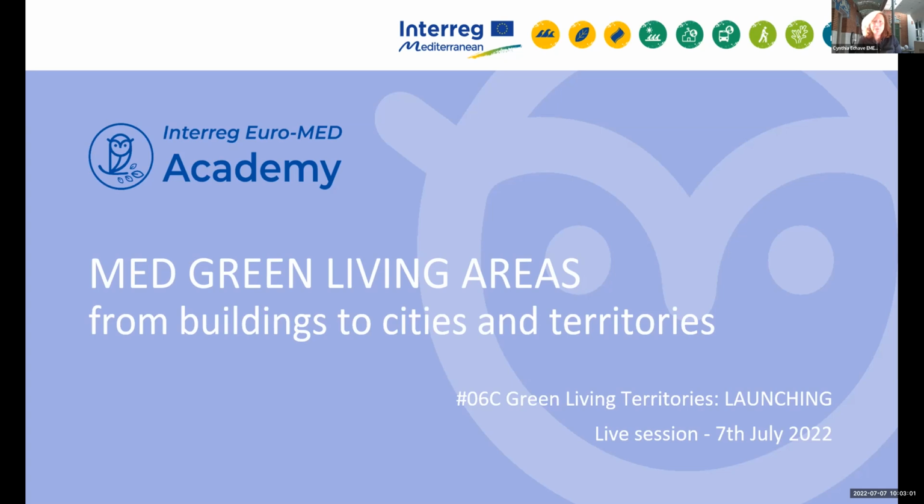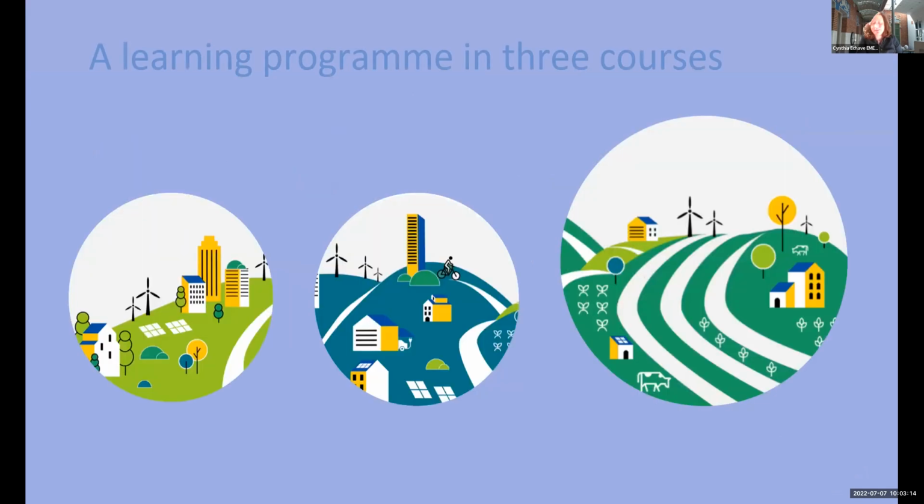This is the third course of the learning program Achieving Green Living Areas, going from building, cities, and territory. Today we will start the third phase of these three series of courses, and it will be dedicated mainly to circular economy and how to address at a territorial scale some of the strategies linked to the agri-food sector.